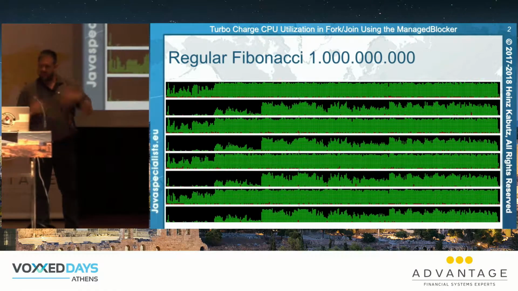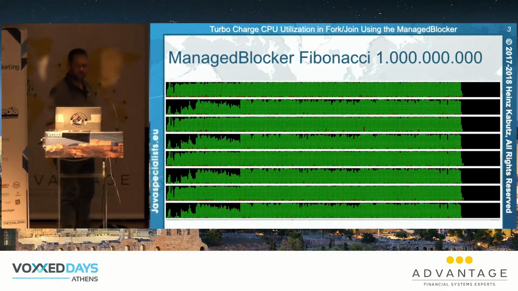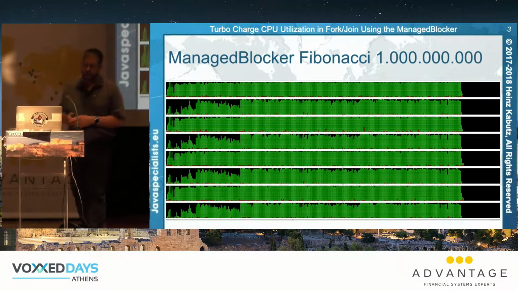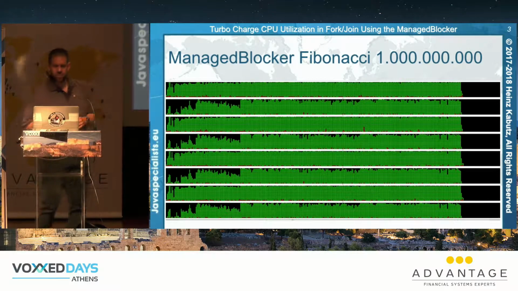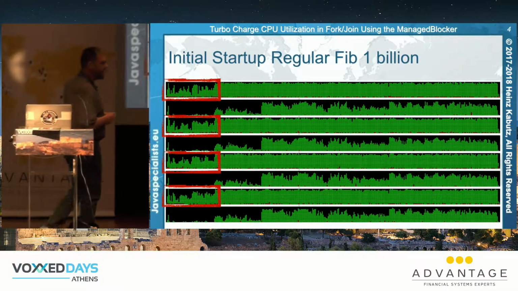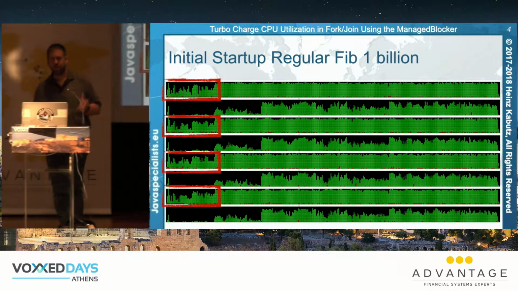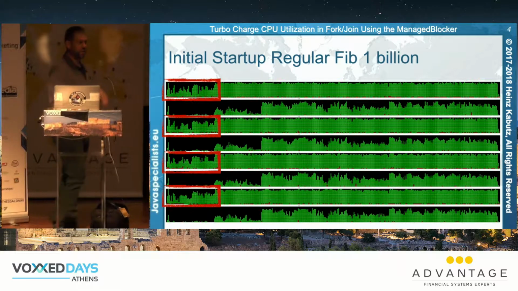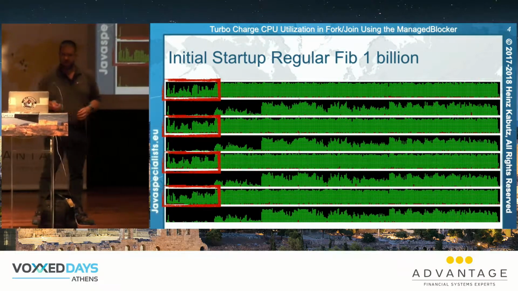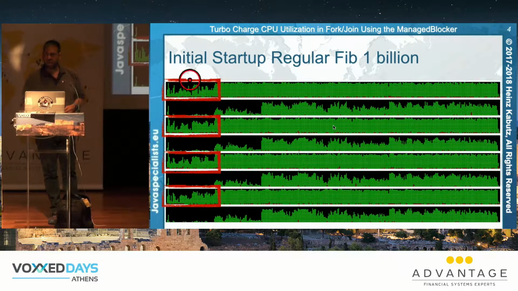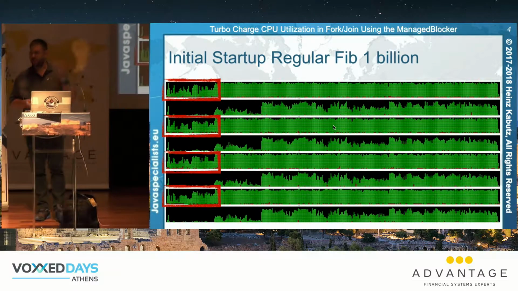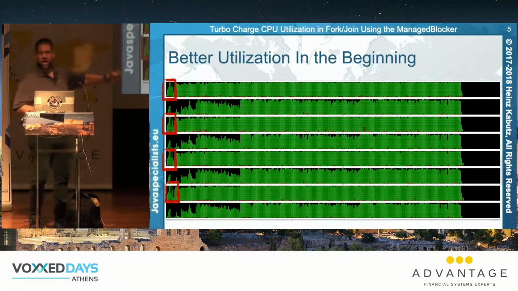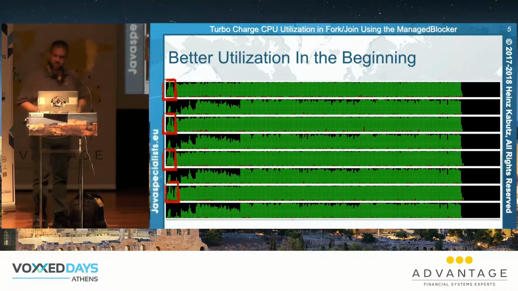And I played around with it a bit, and I added the ManagedBlocker, and I got to the following picture. Now, there's a lot of green, a bit of black, not too much red, which is good. If you look at the beginning, there was a fair amount of black before we really started going. So the initial startup with the regular Fibonacci calculation was quite a bit of black over here. And once I added the ManagedBlocker, it went away mostly. So I'm managing to get better utilization at the beginning of my run.